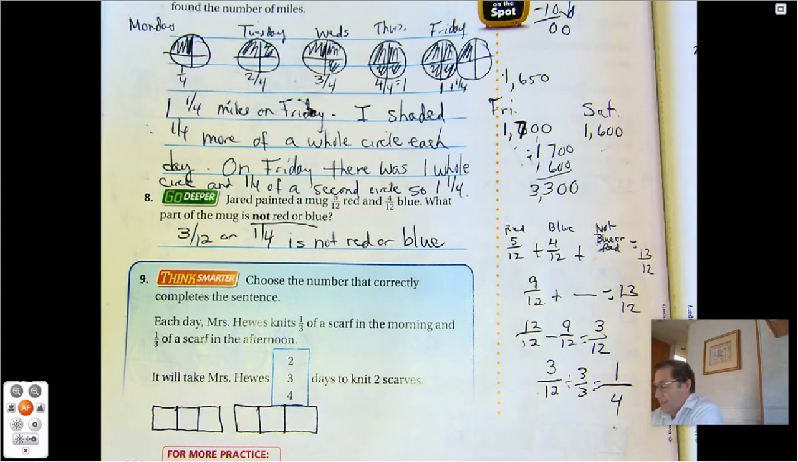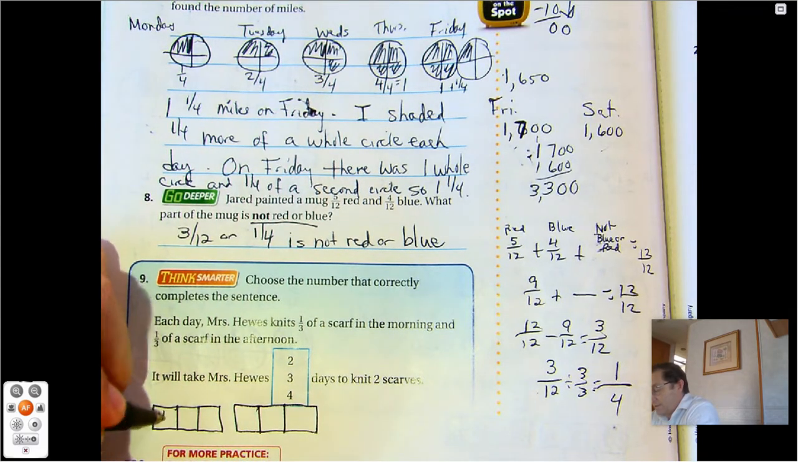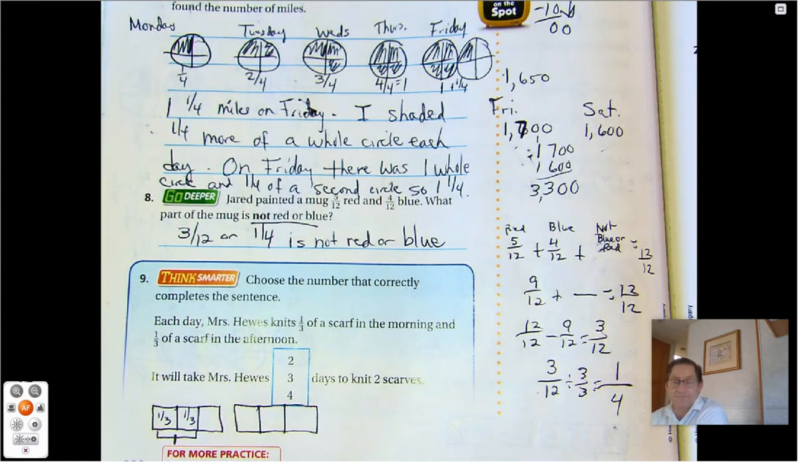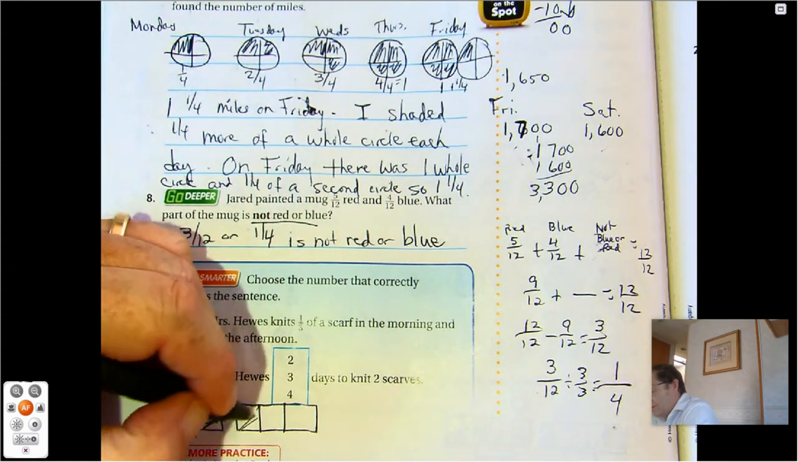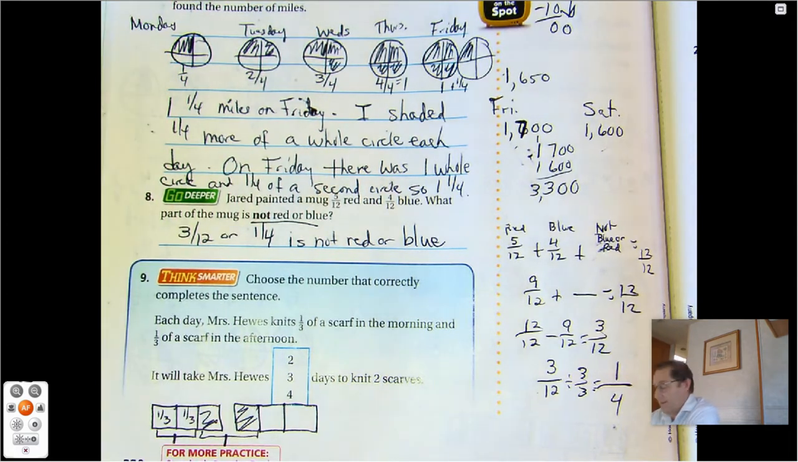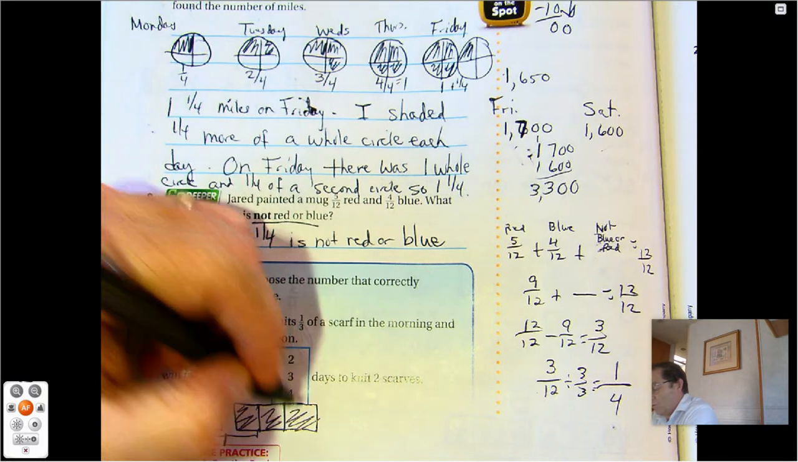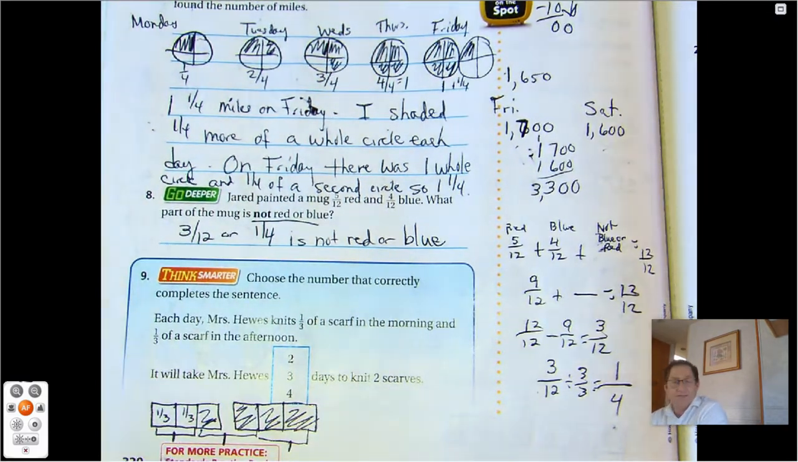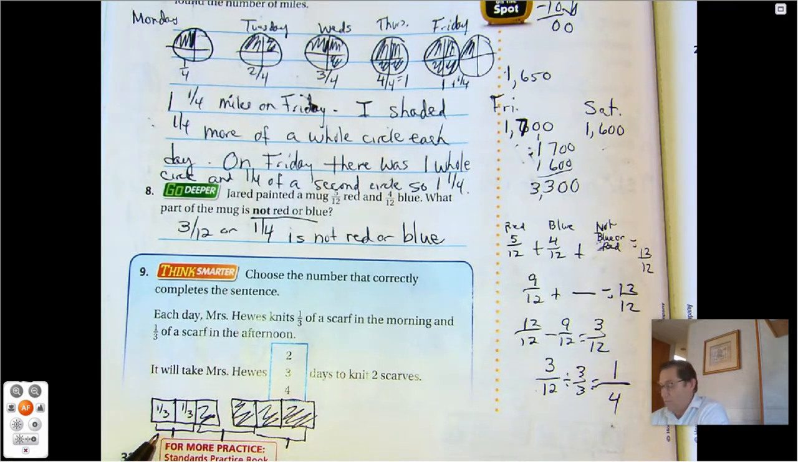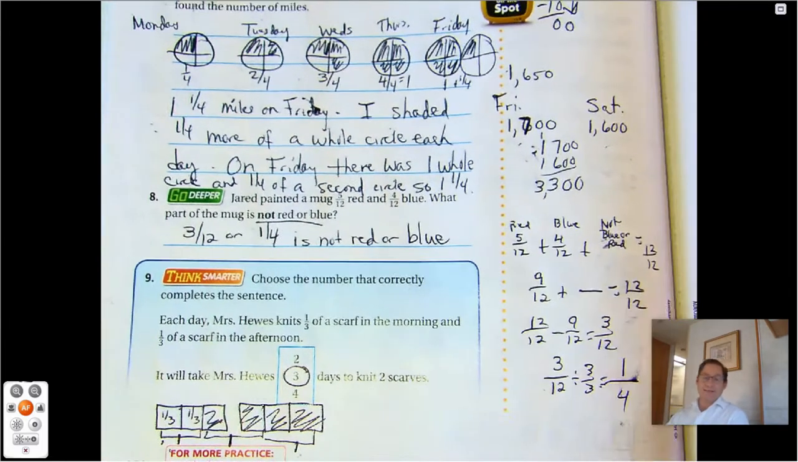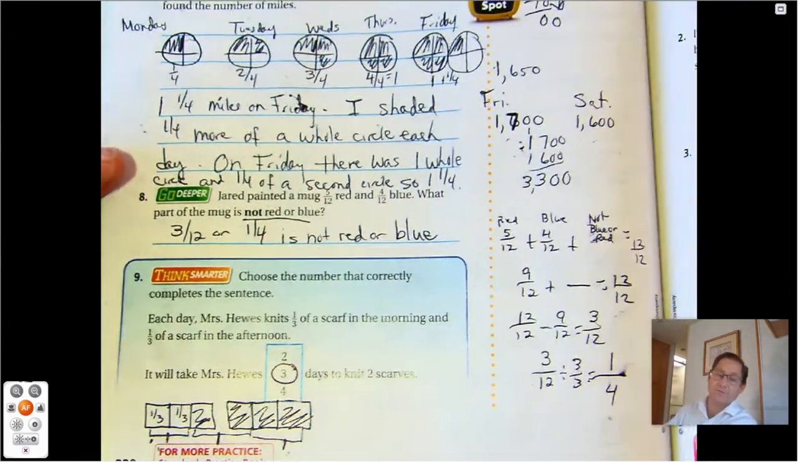So how many 1/3? 1/3 in the morning, 1/3 in the afternoon. So that's one day. Another 1/3, another 1/3. That's another day. And then another morning and another afternoon gives me the third. So each of these 2/3 represents one day. 1, 2, 3 days. It's going to take her 3 days to knit 2 scarves.